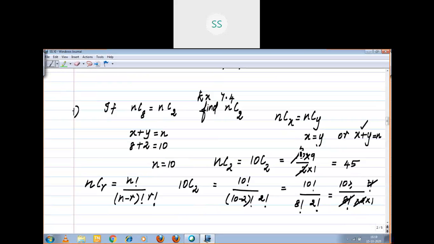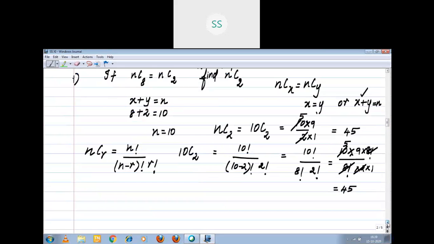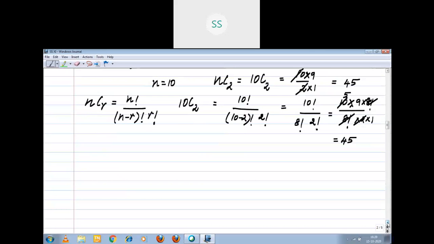10 into 9 divided by 2 into 1, that is 45. Got it? Using the formula also you are arriving at the same result. Instead of using the formula, the first method is easy. That's why I taught both the things. Whichever you feel comfortable with, that you should adopt. Right? Now, the second one.